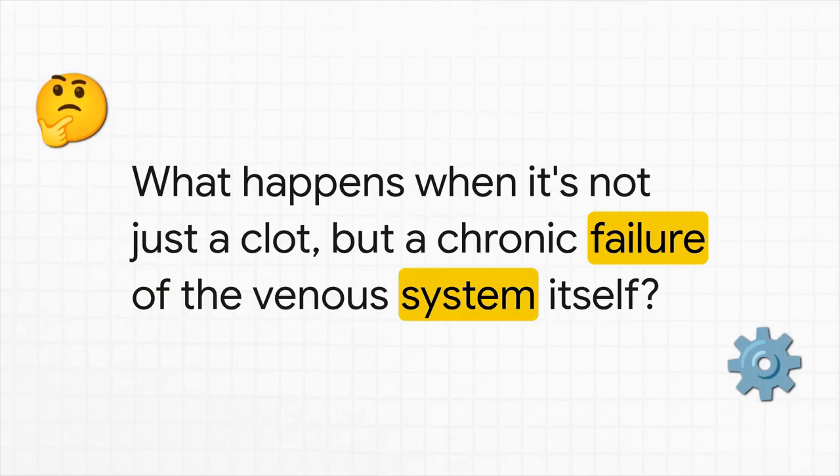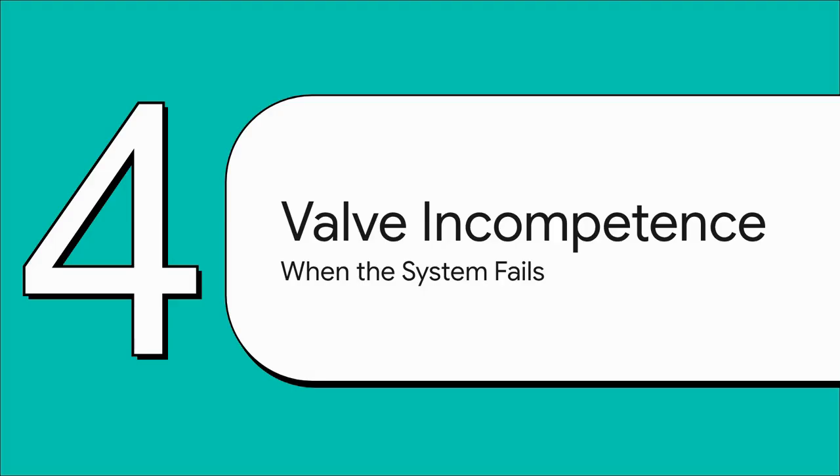Now, treating the DVT is absolutely critical for that acute event. But what happens when the problem is more chronic? What if the clot was just a symptom of a deeper long-term failure in the venous system itself? This affects millions and millions of people. And that brings us to the root cause of most chronic venous disease: valve incompetence. Remember those little one-way doors we talked about? Well, this is what happens when they stop working properly.